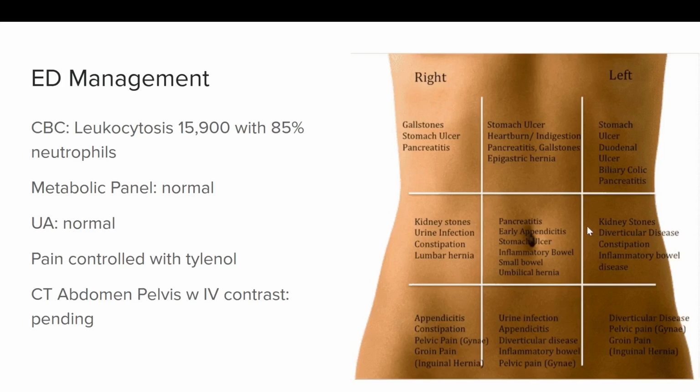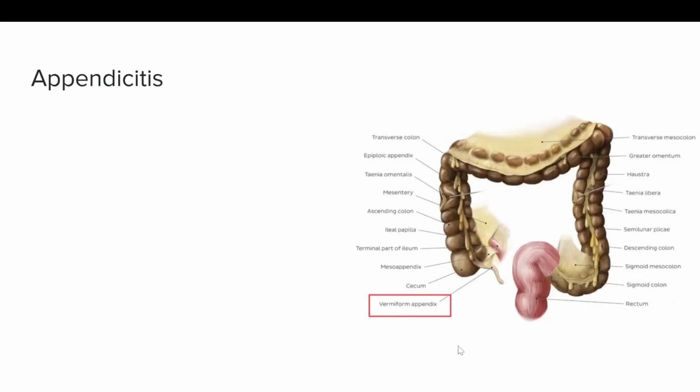Periumbilical, you see here, pancreatitis, early appendicitis, stomach ulcers, inflammatory bowel disease, umbilical hernia. You can also think about urinary infection down here in the suprapubic area, diverticular disease. In females, you'd think about reproductive tract problems. And then a right lower quadrant area here, you've got constipation as well, groin pain, hernias, and maybe you also consider kidney stones and pyelonephritis. Ultimately, this young man was diagnosed with appendicitis.